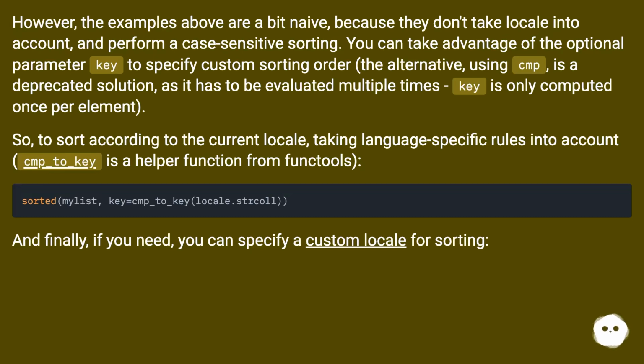The alternative, using cmp, is a deprecated solution, as it has to be evaluated multiple times. Key is only computed once per element. So, to sort according to the current locale, taking language-specific rules into account, cmp_to_key is a helper function from functools. And finally, if you need, you can specify a custom locale for sorting.